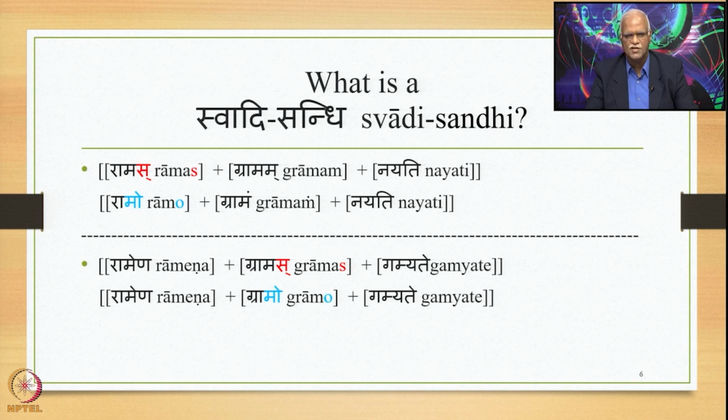So this Ramo is a Swadi Sandhi example. Similarly, if you have Ramena Gramas plus Gamyate, where sa appears at the end of the second pada, sa is part of the sup that comes at the end of the second pada, followed by g, and therefore this sa gets substituted by ru first, then by u, and then a plus u becomes o, and so we have Ramena, Gramo, and Gamyate as the finally derived sentence. These are the specific examples of Swadi Sandhi.